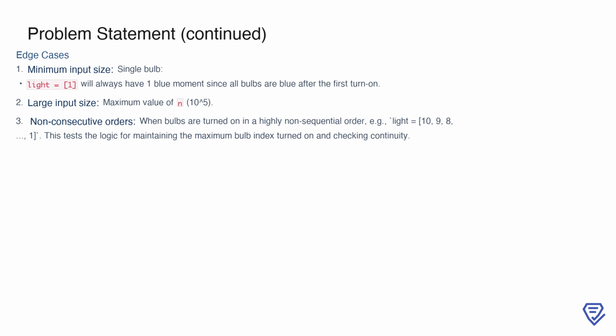Finally, consider a highly non-sequential order, such as light equals [10, 9, 8, 1]. In this case, we would need to ensure that the solution can correctly track the maximum bulb index that has been turned on and verify the continuity of all bulbs to the left. These edge cases help ensure that the solution is robust and handles all potential scenarios effectively.